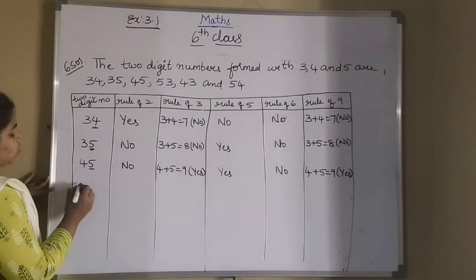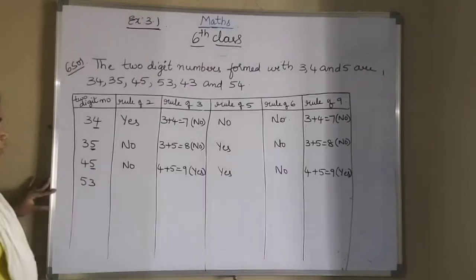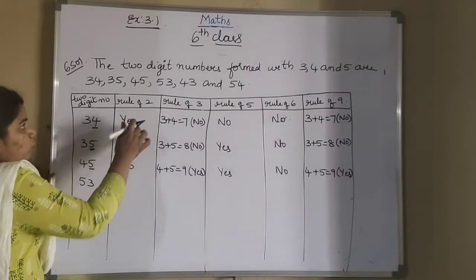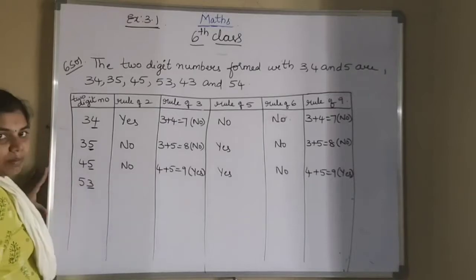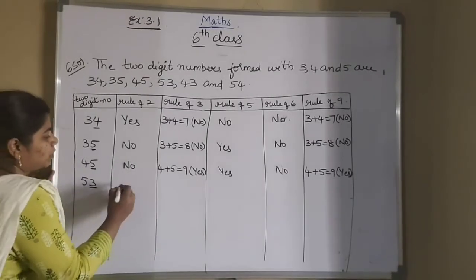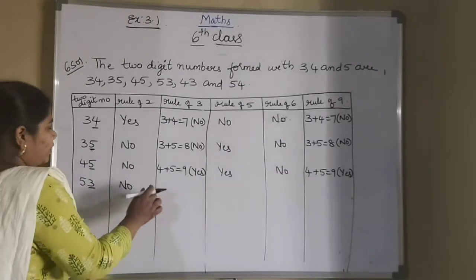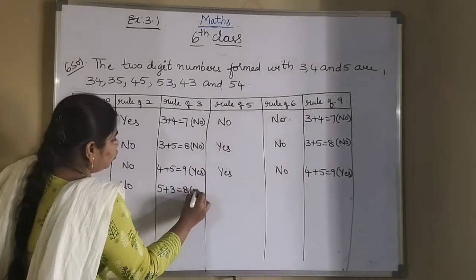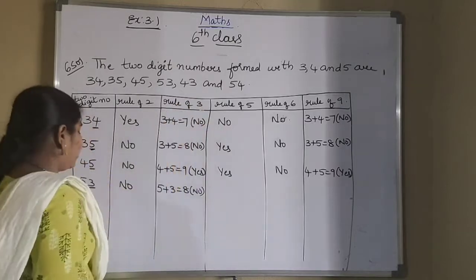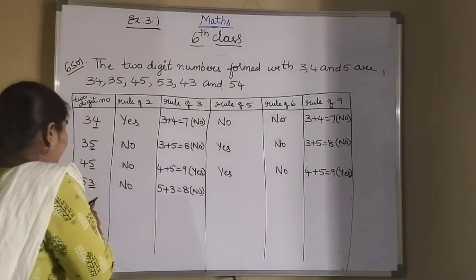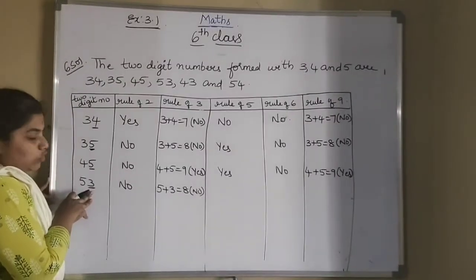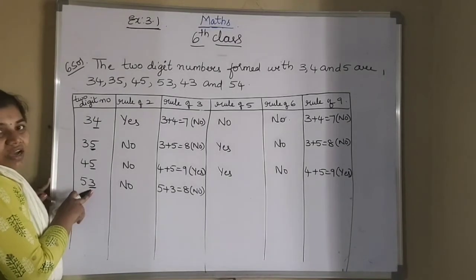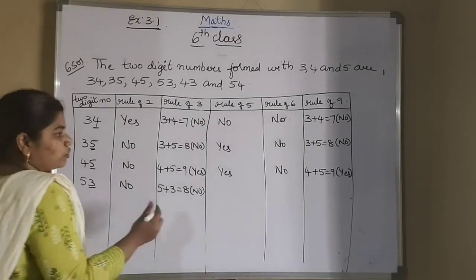Okay. Next number. What is the next number? 53. Now you add this first. Rule of 2: last digit should be an even number. But 3 is an odd number. So it is no. Add here, 5 plus 3 is 8, so it will be no because 8 is not a multiple of 3. Next, rule of 5, last digit should be 5 or 0. But here it is 3, so it will not be divisible.